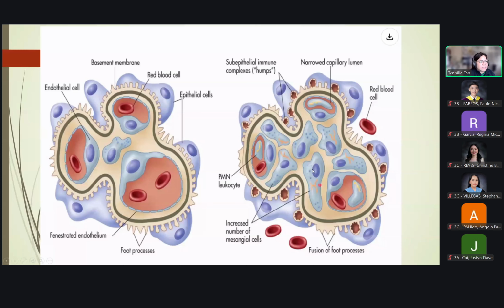You can also have an increased number of mesangial cells compared to the normal. You might see a couple here; here you'll see a lot more of them. You can also see some deposits, infiltrates. You'll see the foot processes can be fused compared to the normal. The normal ones are separate processes. Here you see a few different foot processes merged together. And then you can see some PMNs and leukocytes inside the capillaries, which we would not normally see.